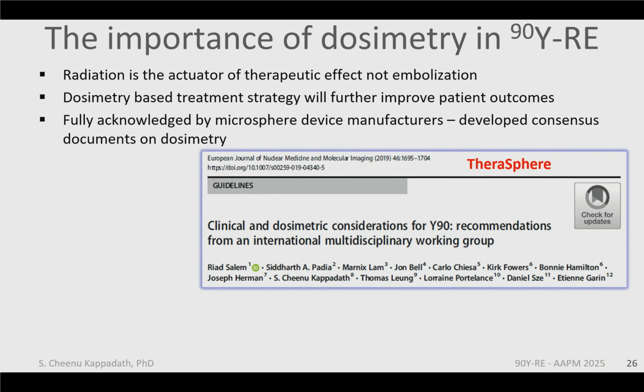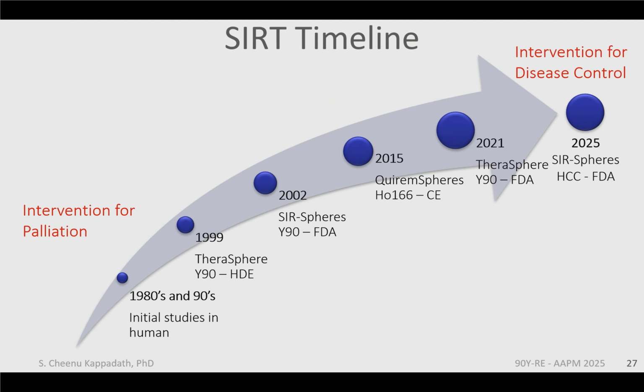So I'm going to take the next few minutes here and try to bridge the lessons we have learned from Y90 into, as a segue to the next talk, where we're going with radiopharmaceutical therapy. So let's look at this timeline, right? SIRT has been around 25 years, I said, right? The first indication where they got an HDE was for HCC. It was an orphan disease. There was no other option, so that's how they got this indication.